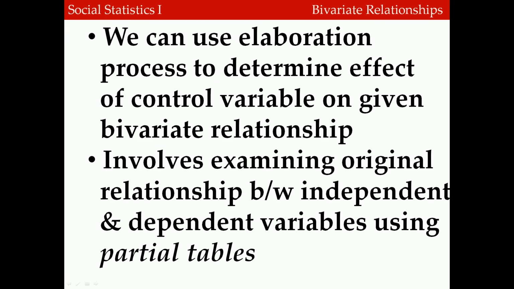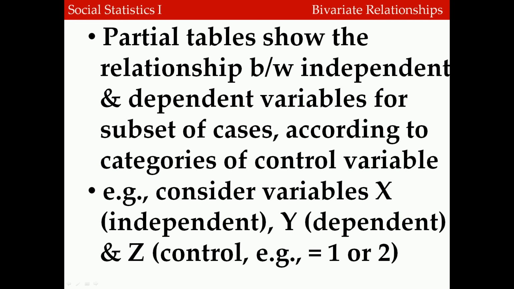So we can use the process of elaboration to determine whether the effect of a control variable is affecting the bivariate relationship that we're looking at. Using the process of elaboration basically involves looking at the original relationship between the independent and the dependent variables, but separately for the categories of the control variable. We accomplish this by using something called a partial table. A partial table just shows the original relationship between independent and dependent variables for a subset of cases according to their value on the control variable.